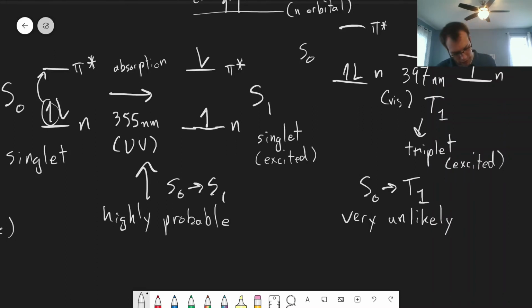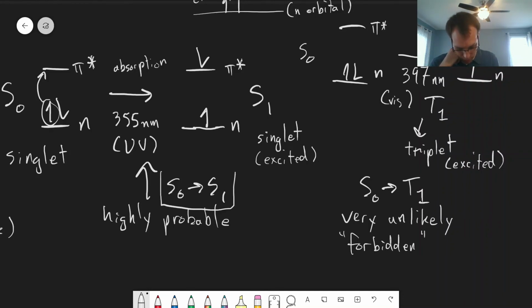So this is very unlikely, and in quantum mechanics we would call this a forbidden transition. I put forbidden in quotes because it still happens. You can still observe this transition. It's just a much, much smaller peak, meaning it doesn't happen nearly as commonly as the S0 to S1 transition. In terms of if we wanted to use absorption spectroscopy, which is not what we're talking about, we would want to use this S0 to S1 transition for absorption. This is going to be a much stronger peak and give us a much higher signal.